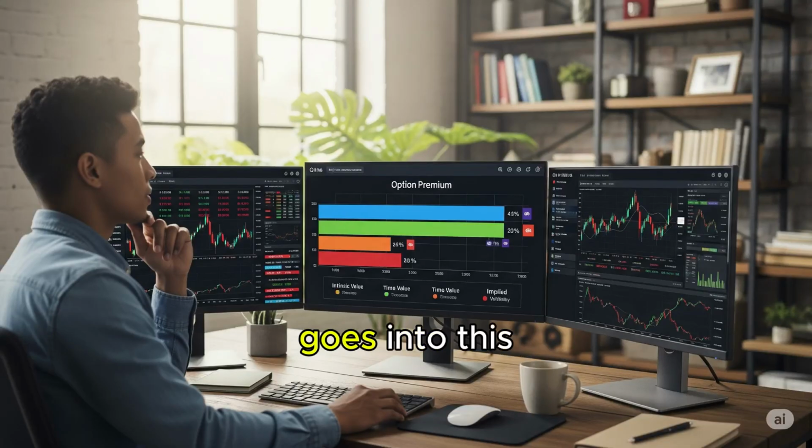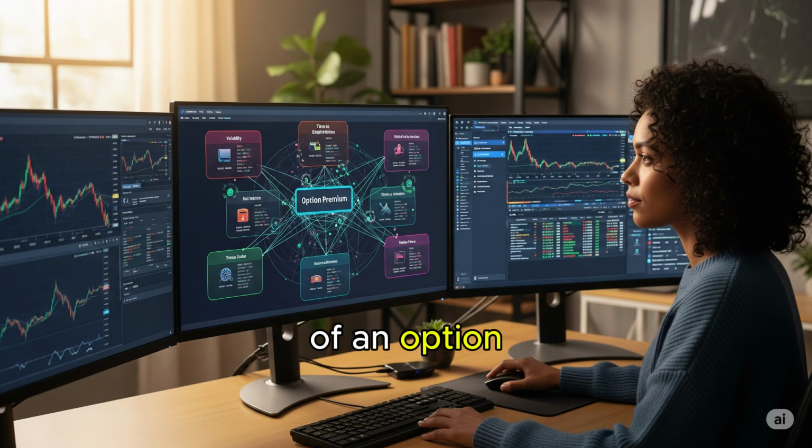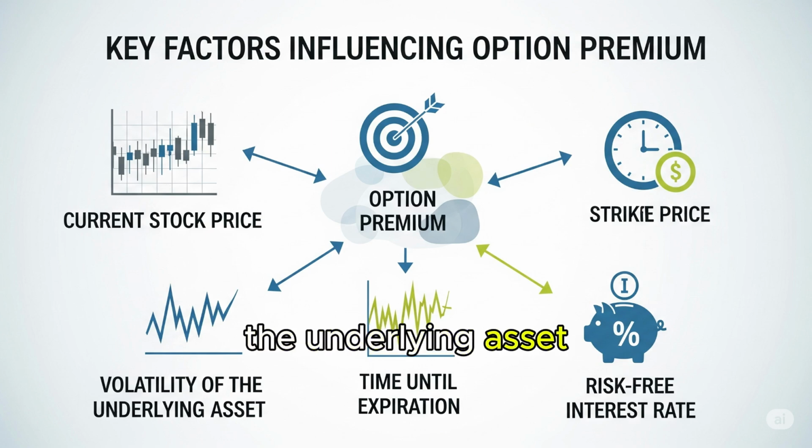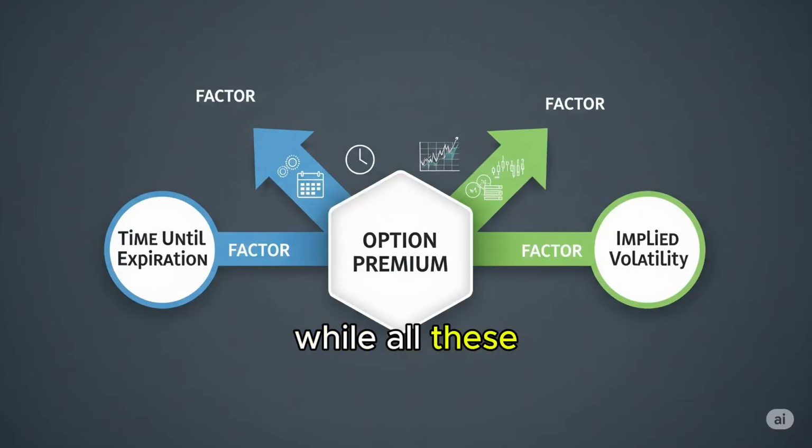But what exactly goes into this premium? It's not just a random number. The theoretical price of an option, and thus its premium, is influenced by several key factors. These include the current stock price, the strike price, the time until expiration, the volatility of the underlying asset, and the risk-free interest rate. While all these factors play a role, some have a more direct and immediate impact on the premium's fluctuations.